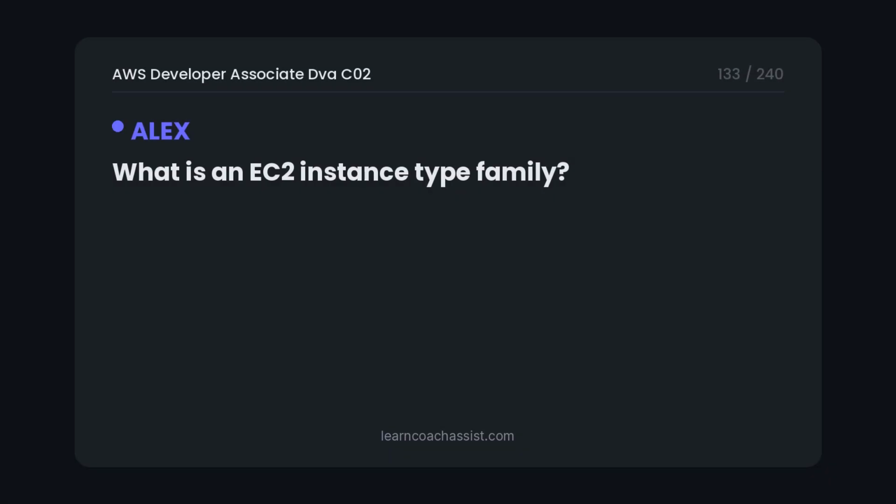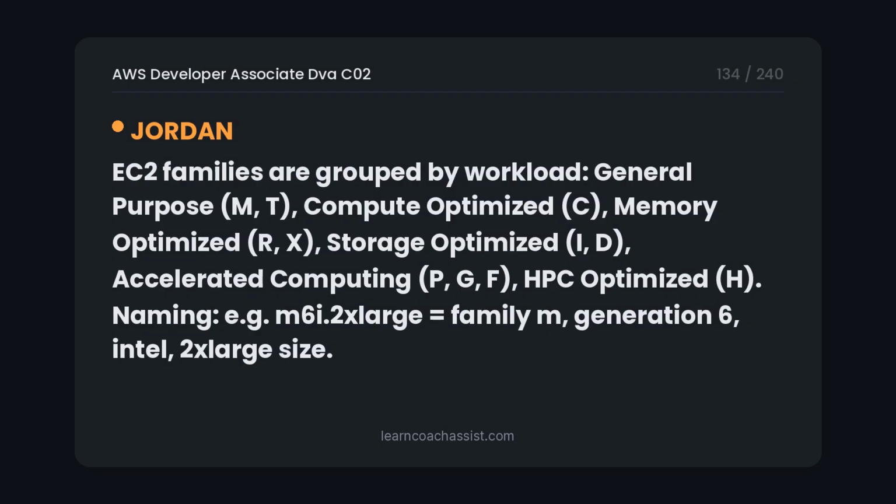What is an EC2 instance type family? EC2 families are grouped by workload: general purpose, M, T; compute optimized, C; memory optimized, R, X; storage optimized, I, D; accelerated computing, P, G, F; HPC optimized, H. Naming, e.g. M6i.2xlarge equals family M, generation 6, Intel, 2xlarge size.